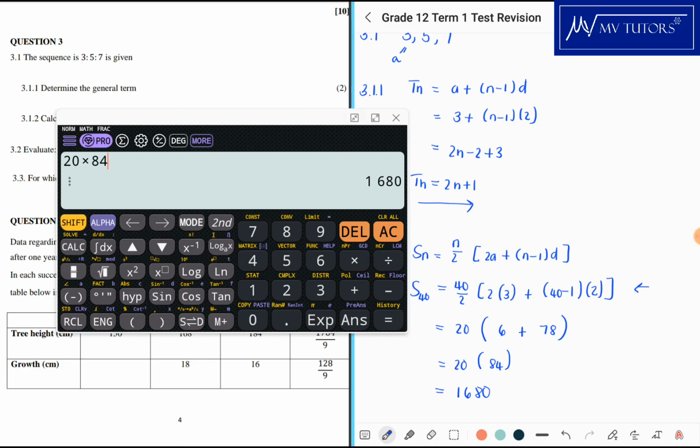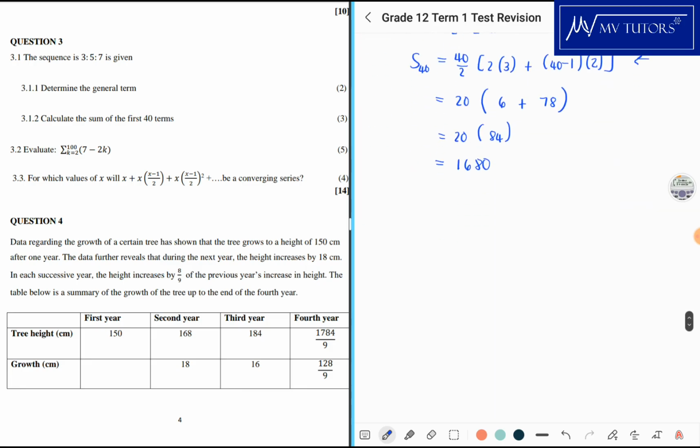Okay, yeah, and now let's go to question 3.2. So 3.1 was very easy. Now, sigma notation. I don't know what it is about sigma notation that makes people a little bit uneasy. It's really nothing to be scared of. Please do not become scared of this. So it says evaluate. All right.